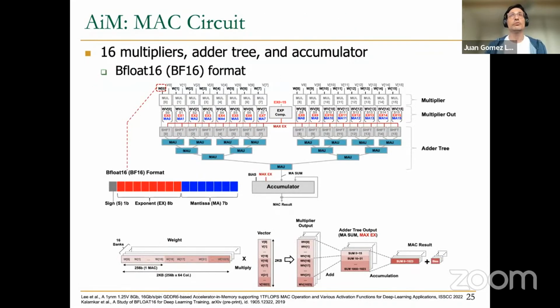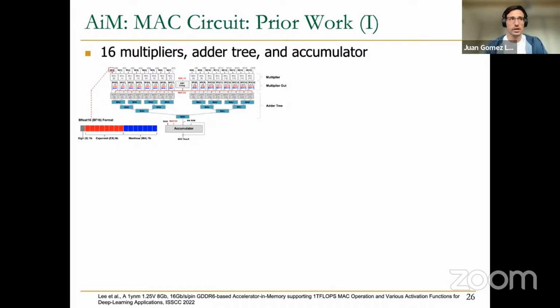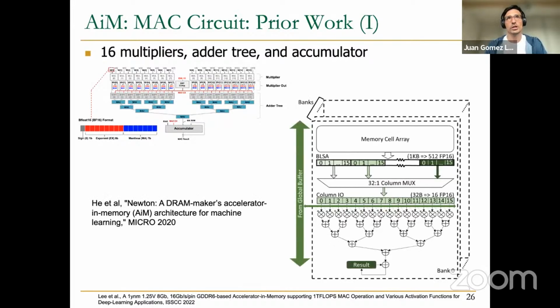But first of all, let me very briefly talk about prior work that has been proposed, like similar circuits for the MAC operation. This one is Newton, a paper that was published in MICRO 2020. As you can see, it's a very similar organization. The memory cell array is accessed by this column multiplexer. 16 different values are obtained from the memory cell array, representing the weights, as you already know, while the vector is coming from a global buffer, same as in the AiM architecture that we are presenting today. Here we have the array of 16 multipliers, and then we have the adder tree and the accumulator.